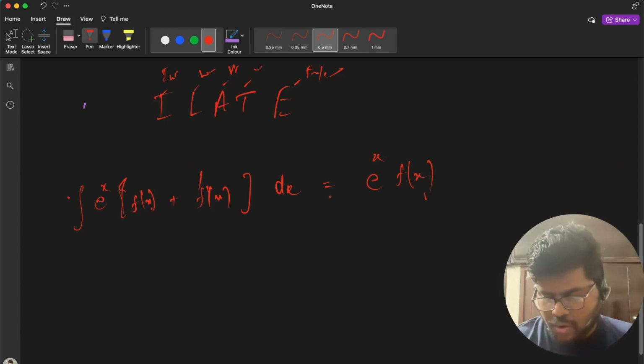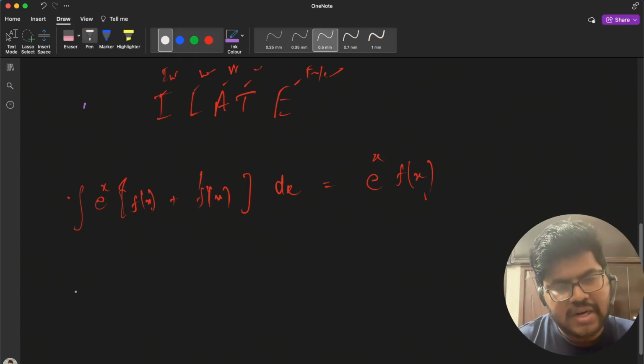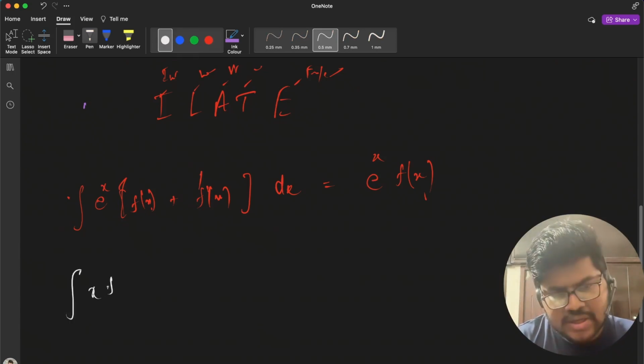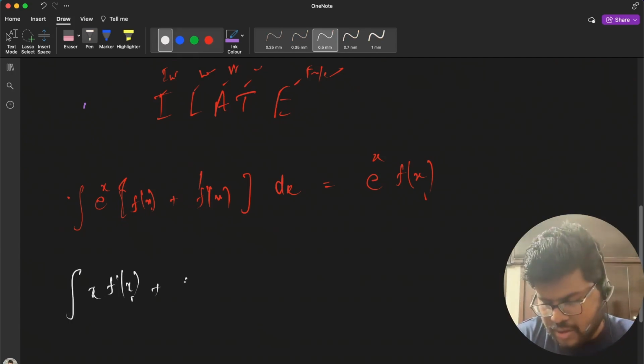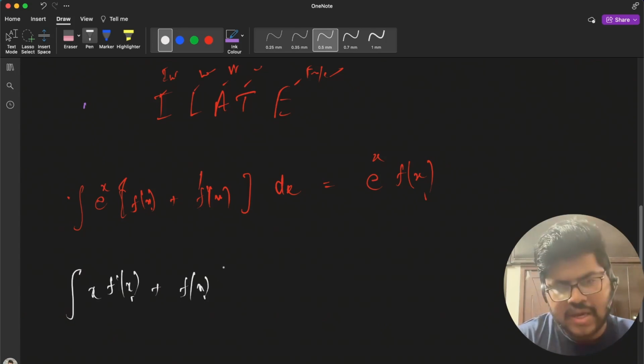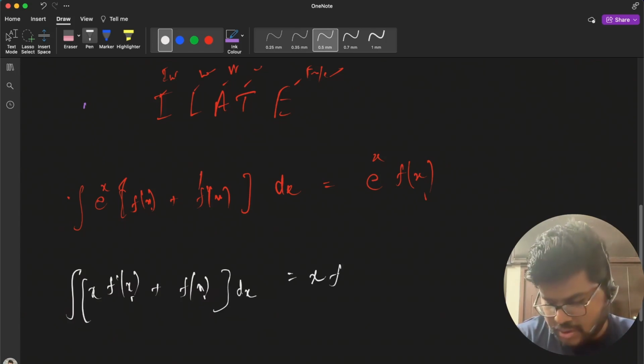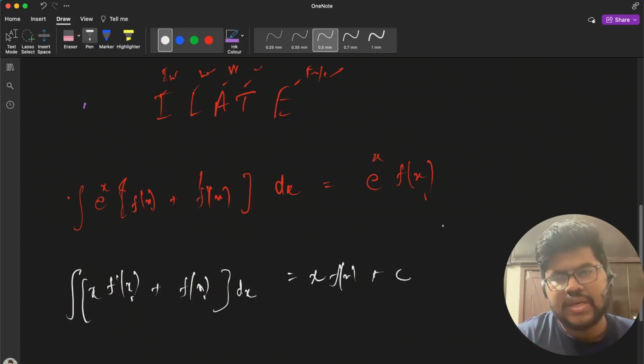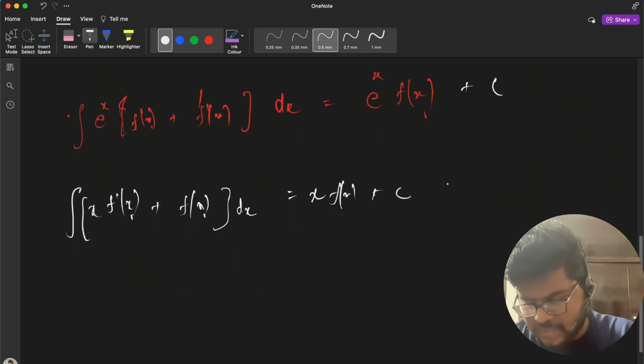Okay, now also there is this integration x f'(x) plus f(x), right? Again, this is a kind of similar integration. Now this integration becomes x times f(x) plus c. Again this is also plus c.